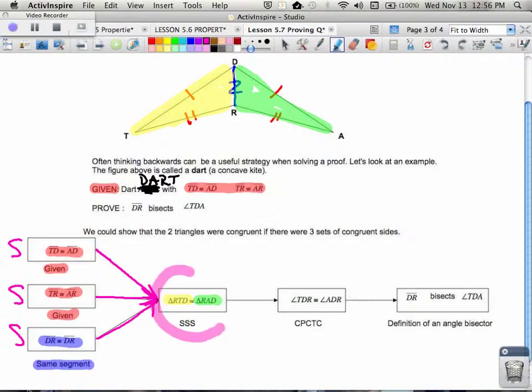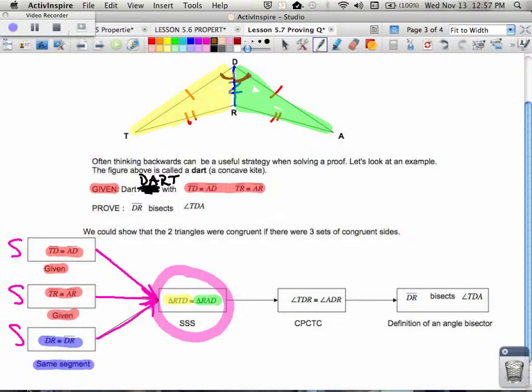So this pink highlighted circle is the result of knowing that there are three separate pieces from each triangle that match up, and they're all sides. Always after we prove that two triangles are congruent, we want to make a statement about what logically follows next. And what logically follows next is the fact that we have two corresponding parts that are also congruent. In this particular case, those corresponding parts are the ones that we're referring to before, which were the two angles, angle TDR in the yellow triangle and angle ADR in the green triangle.